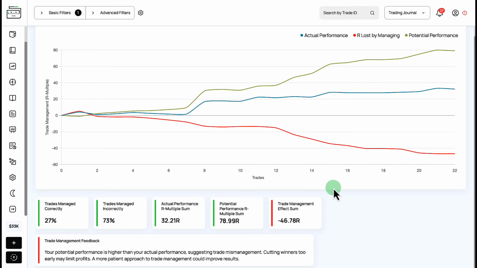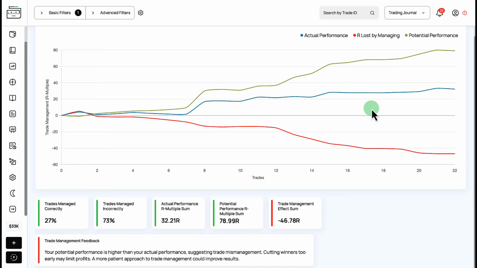So let's take a closer look to understand this graph here. What we see is the potential performance in this olive green and actual performance in blue. And as the box here suggests, the potential performance is higher, so we could have potentially made more money. And what the trade management graph does is that it compares your actual trading approach, so how much money you actually made and lost in your trading account, versus a completely passive set and forget approach, where you enter your trade, you set your target, you set your stop loss, and then you let the trade play out without interfering.